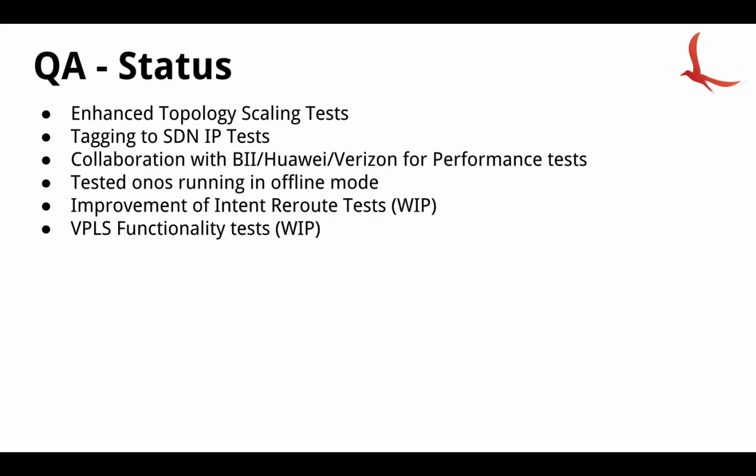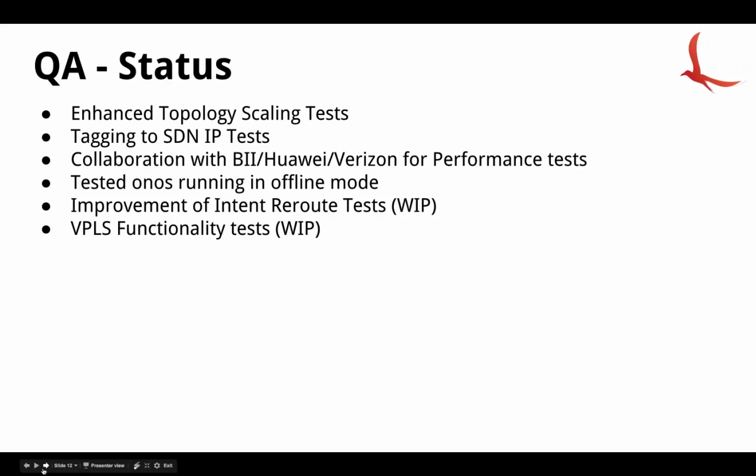And we continue with the collaboration for the BII and Huawei and Verizon for the performance tests. Huawei we have reduced a little, but BII and Verizon we are continuously following up with them for the performance test cases. And there is still work in progress for the 2 items listed below. This is for the improvement on the intent reroute test cases, and we are still continuing with the VPLS functionality test. So that's the functional coverage for the QA this sprint.